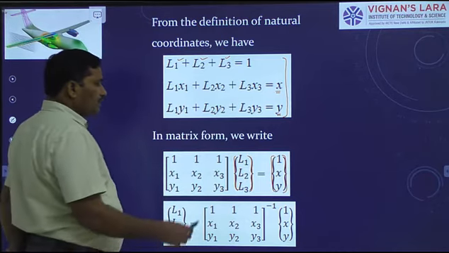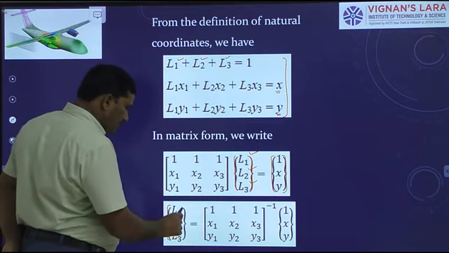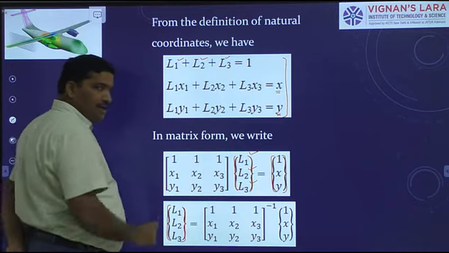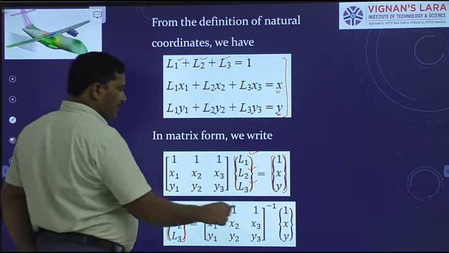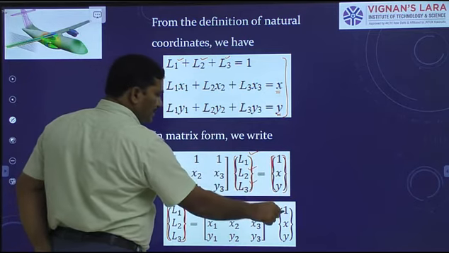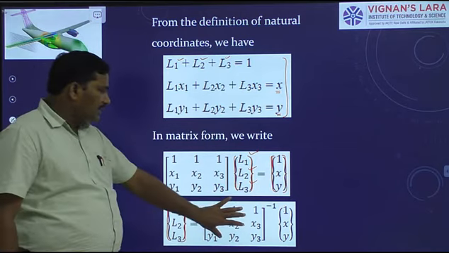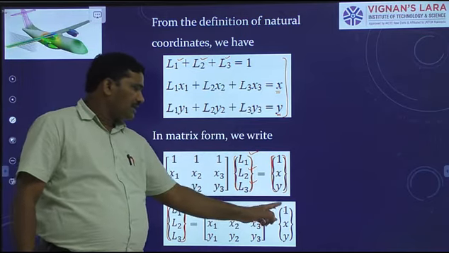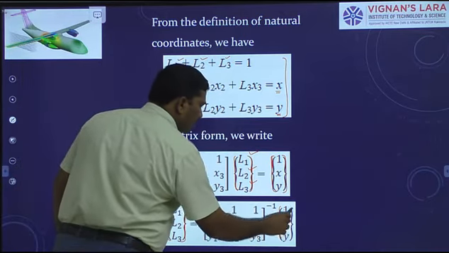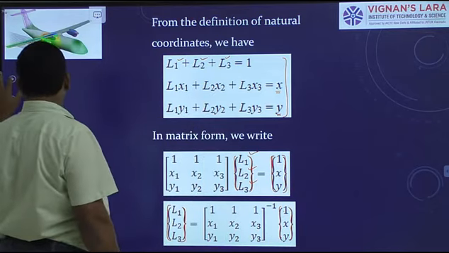Now, what do we want? We want the natural coordinates L1, L2 and L3. Therefore, the column matrix having the natural coordinates L1, L2 and L3 equals the inverse of this 3 by 3 matrix times a column matrix having the elements 1, x and y. We have to determine the inverse of this matrix, then multiply with a column matrix having the elements 1, x and y. Then only we get L1, L2 and L3.